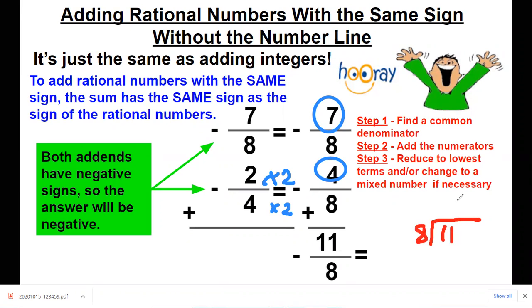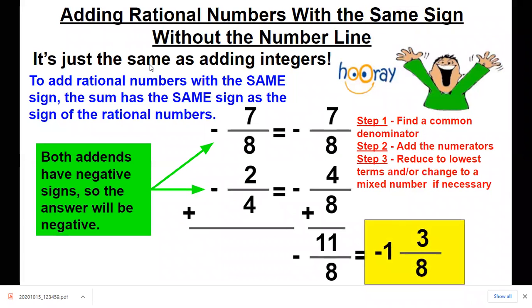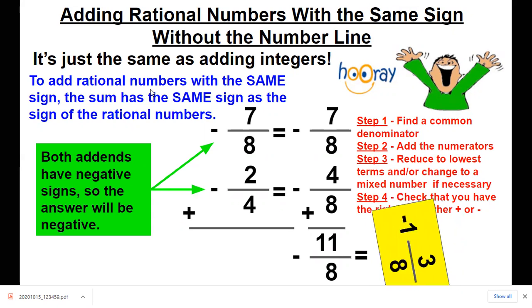How many 8s go into 11? Just 1. 8 times 1 is 8. 11 minus 8 is 3. The 3 is going to come up to the top and become my numerator. My denominator is going to stay an 8. So 1 and 3/8. Clear it because the computer is going to show us that. So I made it that way. So negative 1 and 3/8. I check that my sign is correct. They're both negative fractions, so my answer needs to be negative. There it is.